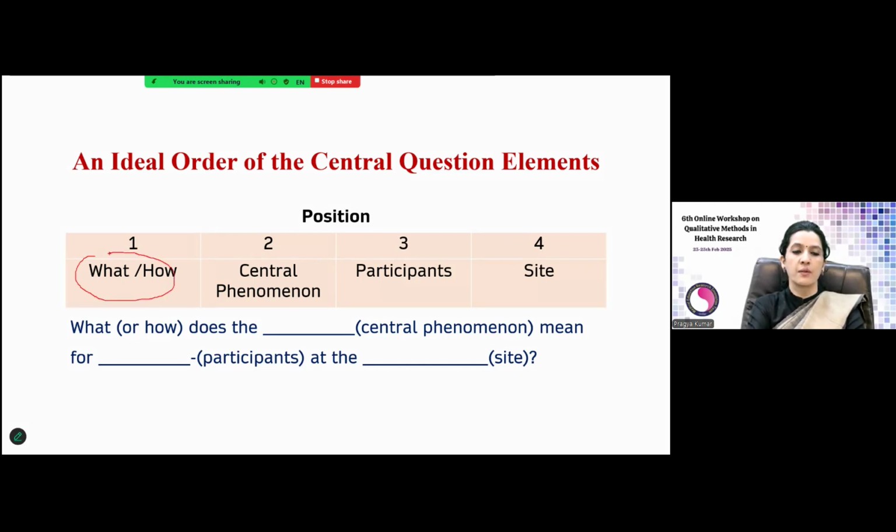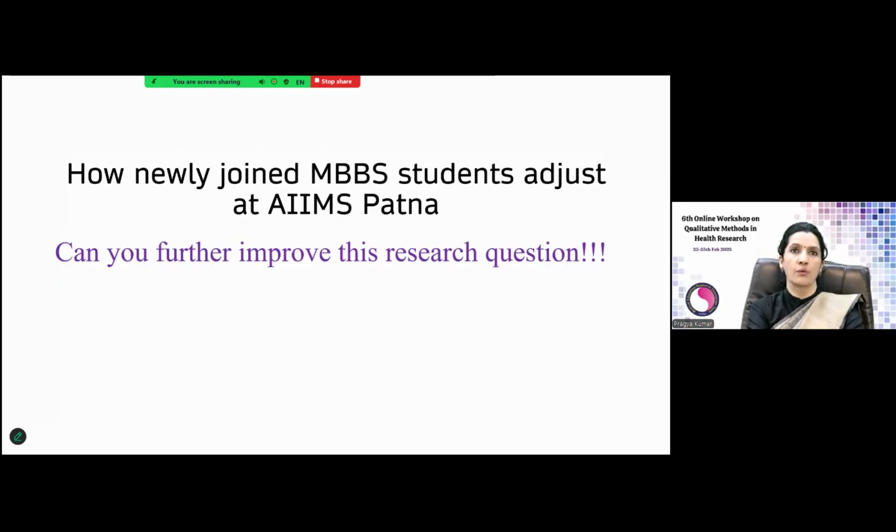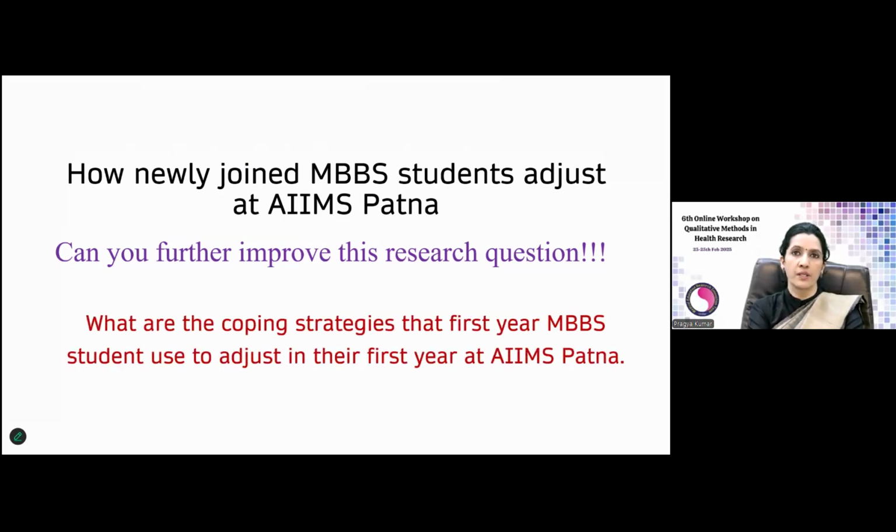Then the central phenomenon, in this case acute health event, or effective patient communication, or communication barrier. Then you have to say about the participant, and then about the site in which you are doing this. Like this one question: how do the newly joined MBBS students adjust at AIMS Patna? Again, you can improve this question. If I frame it like, what are the coping strategies that first year MBBS students are using to adjust in the first year at AIMS Patna? These are just a few examples. Of course, it will be different in all cases, like in your case.